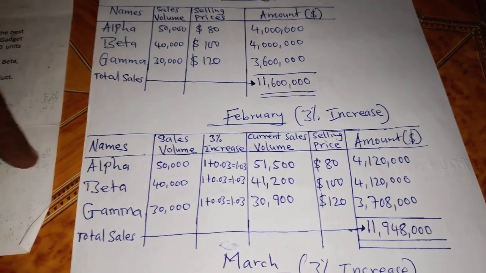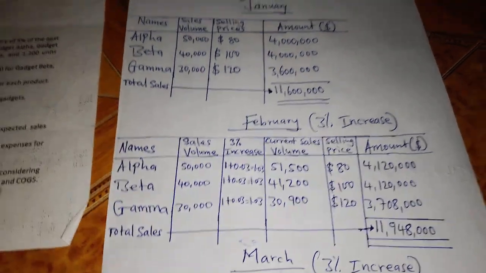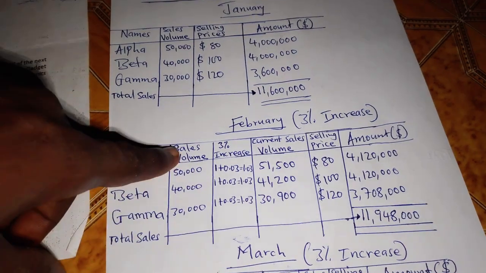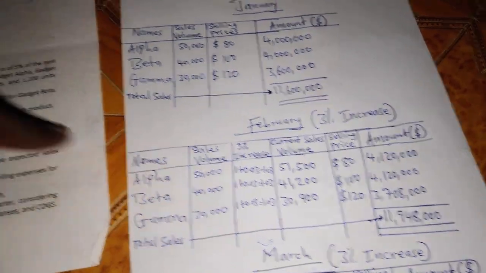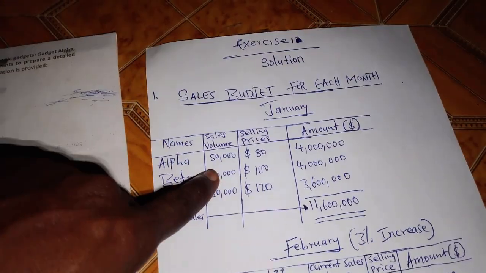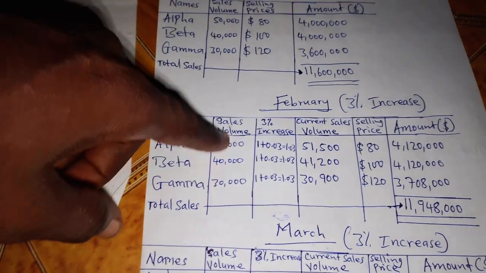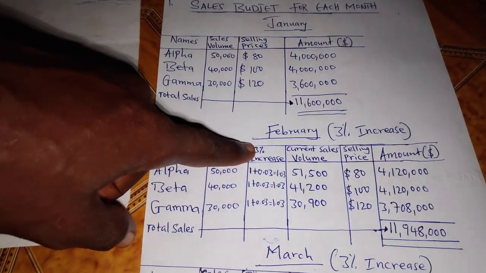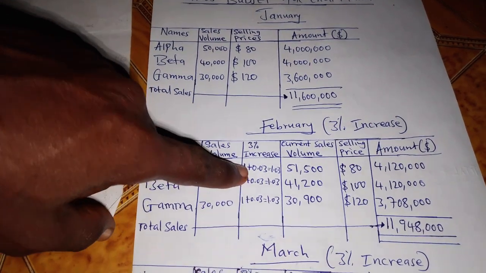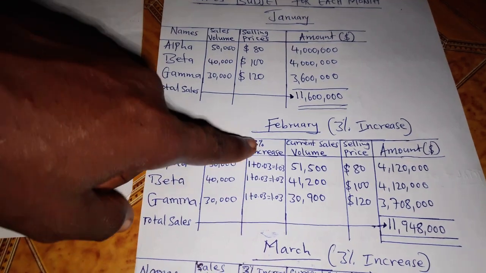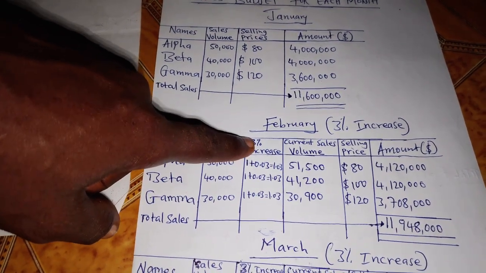The 1 is always constant. Now, we indicate the names, the sales volume that is provided under the projected sales volume here. We indicate them here again. This one, we indicate them here. We indicate a 3% increase. The 3% increase here, we are saying is constant, added by this percentage given, the 3%.